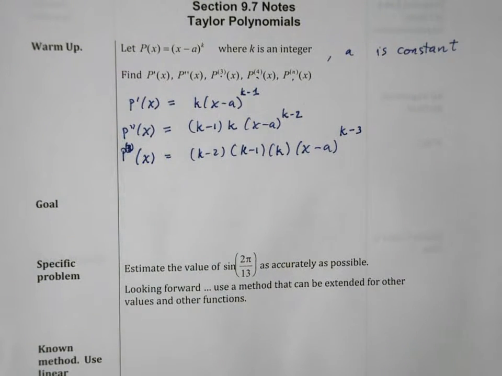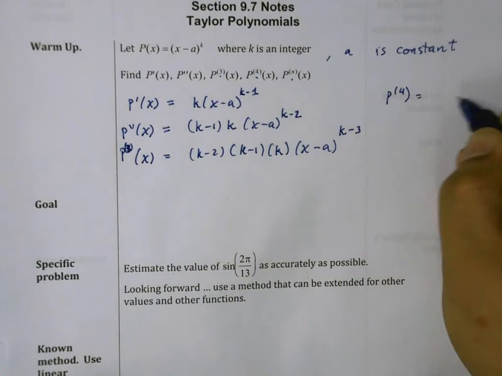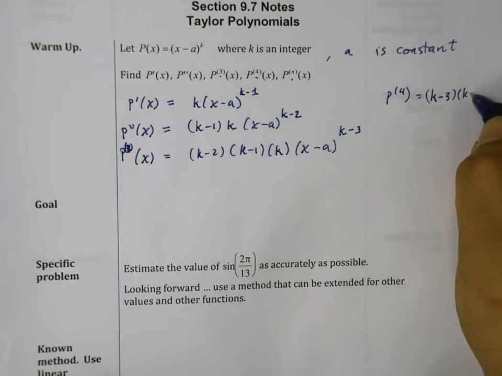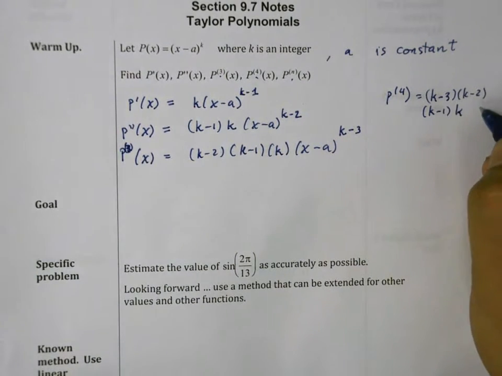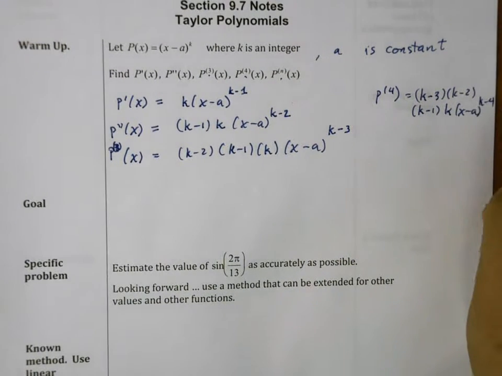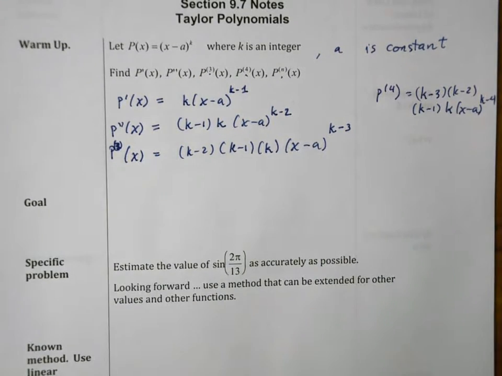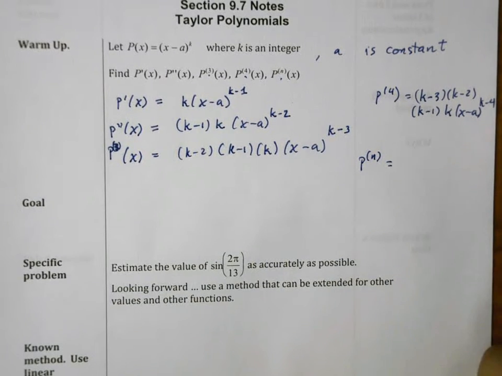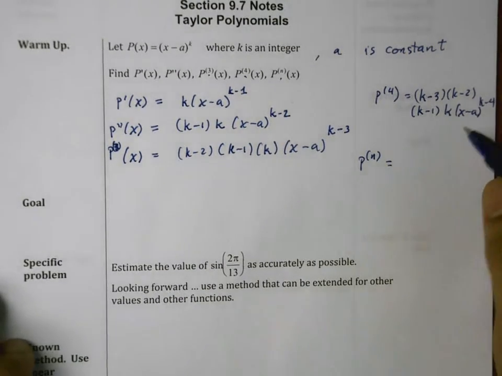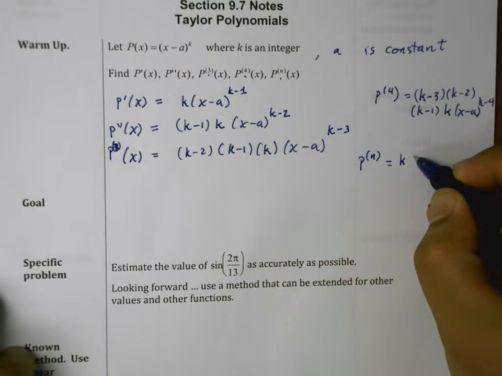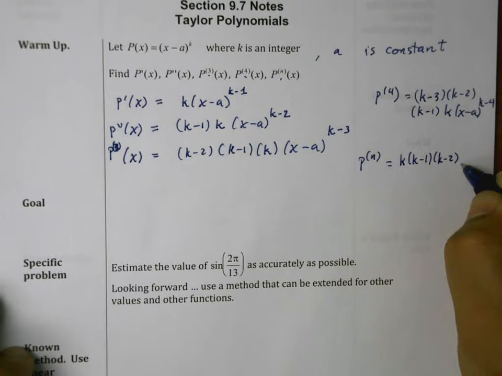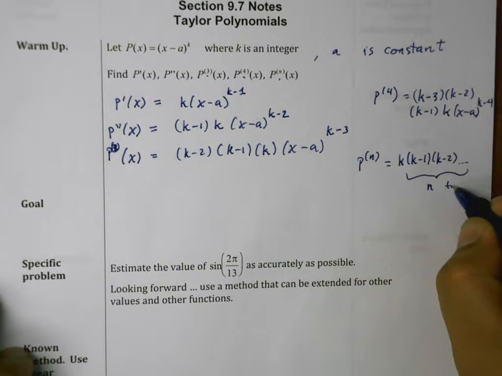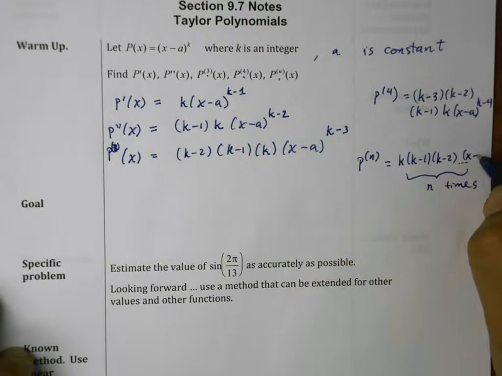If we were to continue this process, let's go one more. This would be k minus 3 times k minus 2 times k minus 1 times k times (x minus a) raised to the k minus 4. So if we were to find the nth derivative, what we're doing is essentially this process n times, and this should remind you of the factorial. So this would be k times k minus 1 times k minus 2 dot dot dot, we're going to do this n times, and then that whole thing times (x minus a) raised to the k minus n.